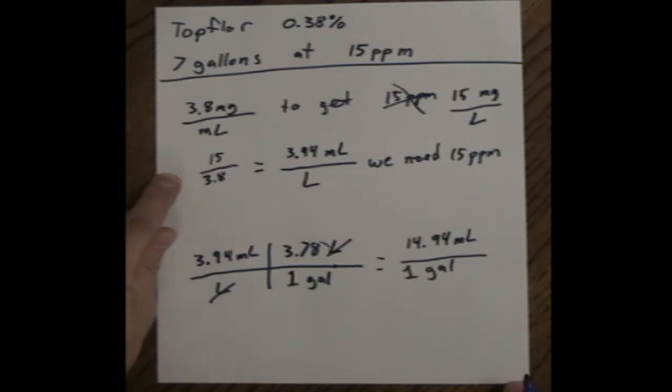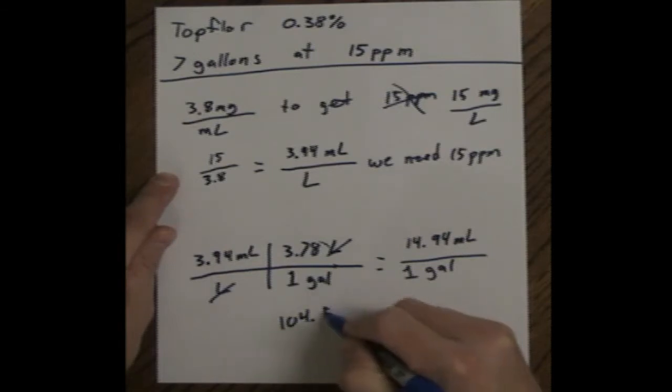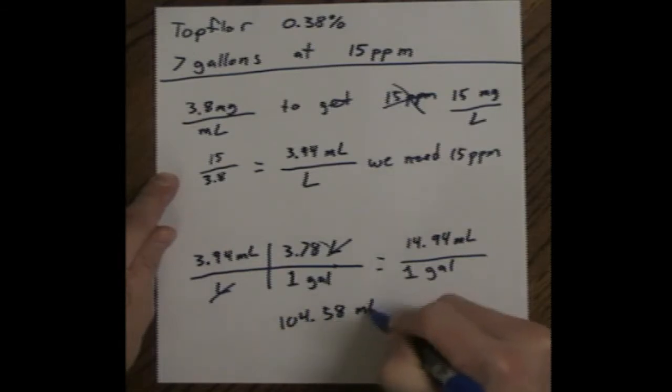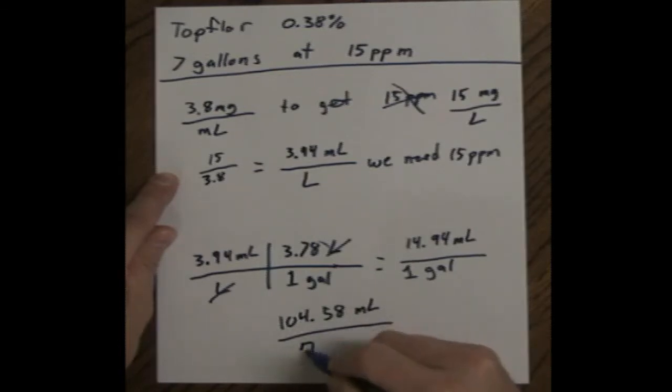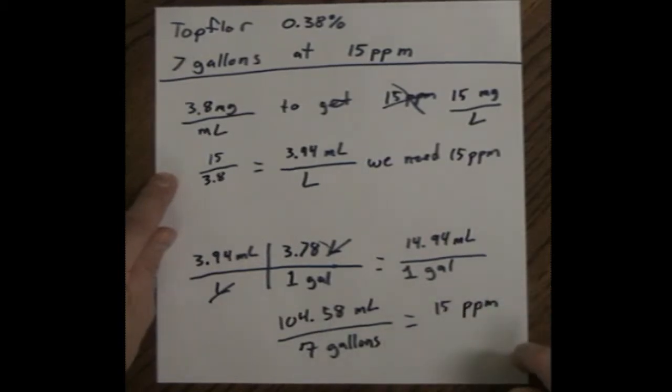Now we need to simply multiply 14.94 by 7, which gives us 104.58 mils per 7 gallons, and that will equal 15 parts per million.